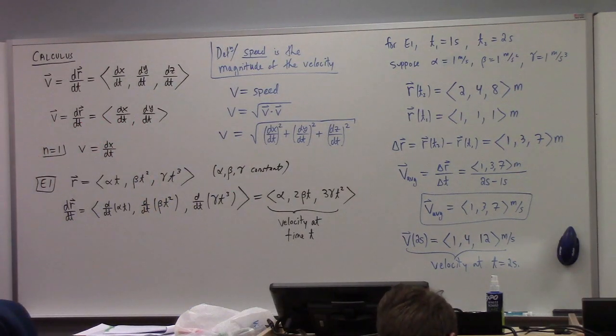What do we mean by average speed? Average speed would be the magnitude of the average velocity, that's all.